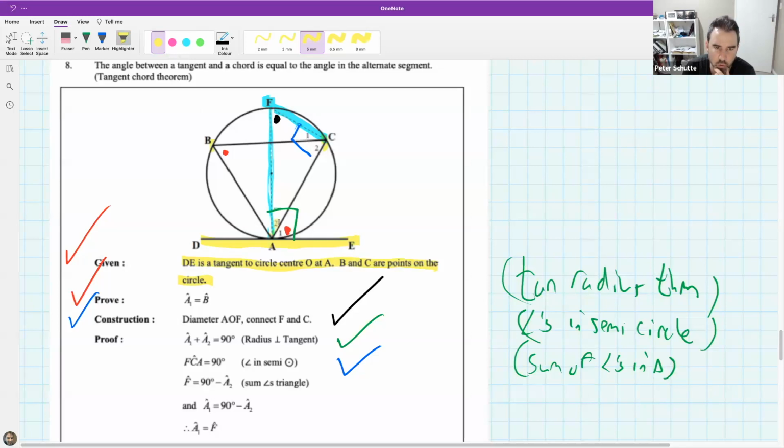And I'm going to say that this F is 180 minus 90 minus this little angle down here. What's this little angle called? That's called A2. So we're going to say that F is equal to 90 minus A2, sum of angles in a triangle. Let me make it green rather. Give me a thumbs up if you understand how F is 90 minus A2.